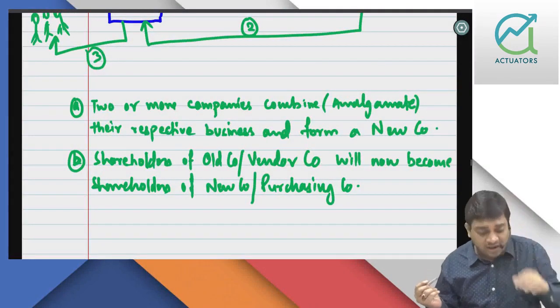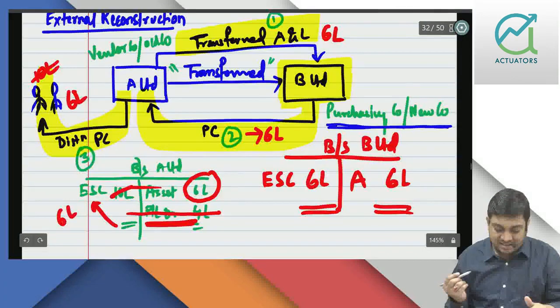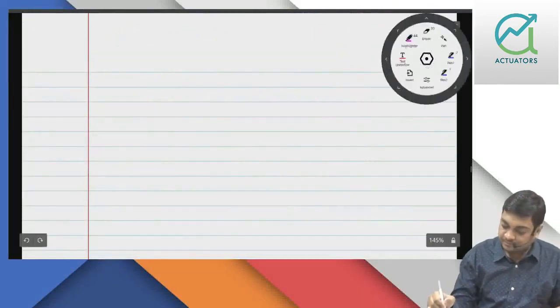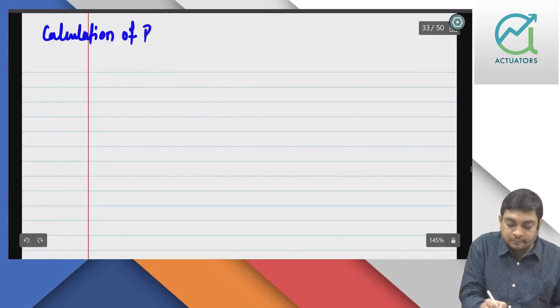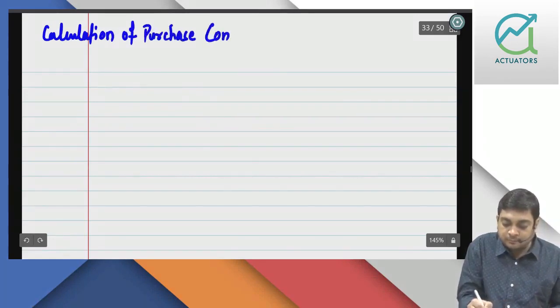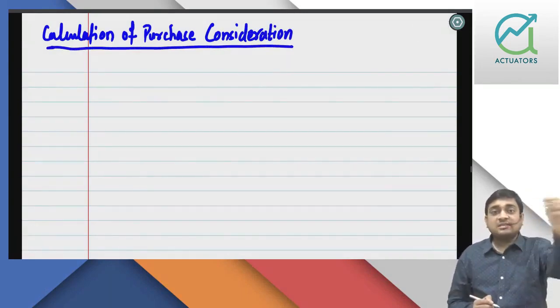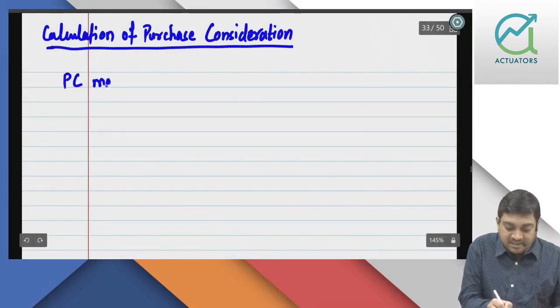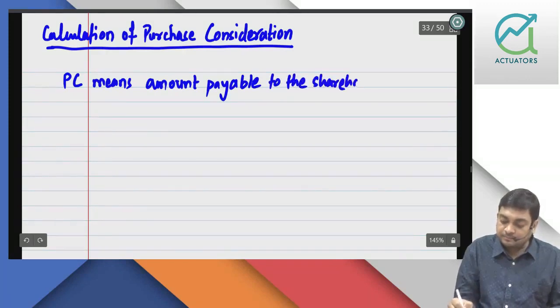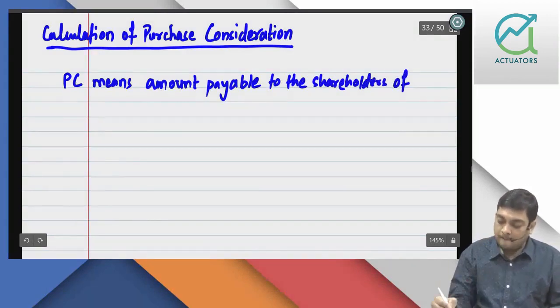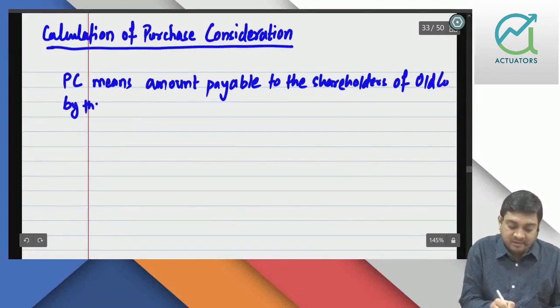Okay, so now we will be talking about second topic of discussion, that is calculation of purchase consideration. Give the heading. What does the word purchase consideration mean? Purchase consideration means amount payable to the shareholders of old company by the purchasing company.